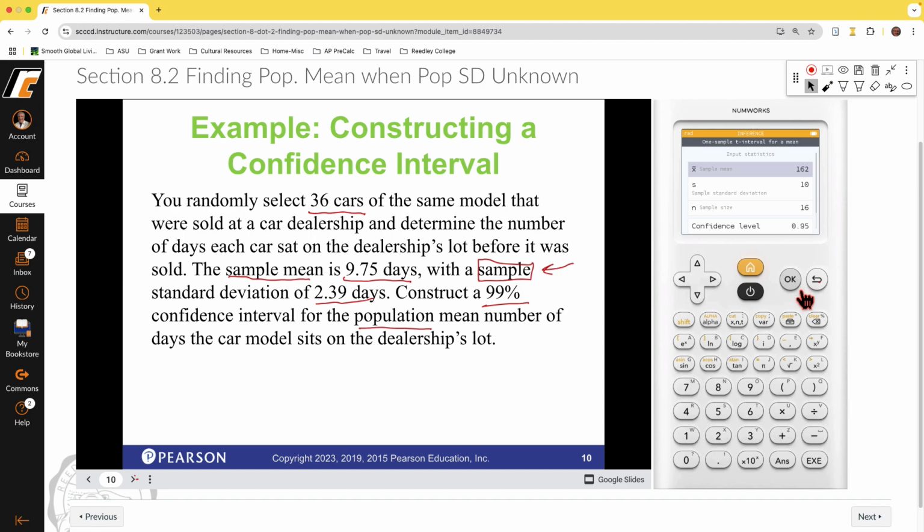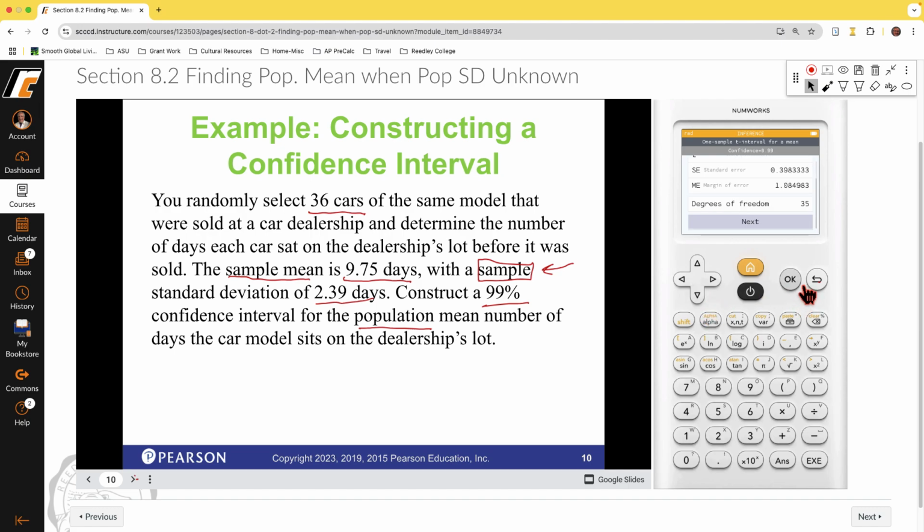Okay. But we can calculate this t interval. We'll input the statistics. The mean we're given is 9.75. The standard deviation for the sample is 2.39. And the number in the sample is 36. We want a confidence interval of 99%, 0.99. We go to the next. Again, we've got all these details that can be useful when doing the calculations. I'll show you that in just a moment.